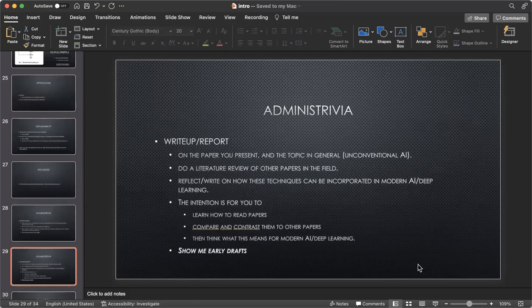About the write-up or the report, that has 70% of your grade, and that's really the core of this thing. So pick a paper that you write about, really now or in the next few days, pick something and then start thinking about it and really sort of digging your teeth into it. Do a literature review of other papers in the field, or look at the references that paper cites, and then really reflect and write your report on how these techniques can be included in modern AI and deep learning.